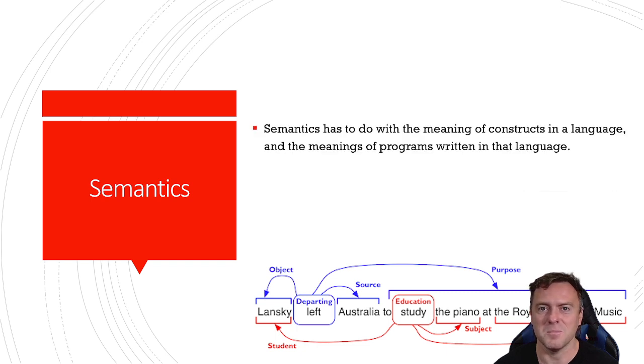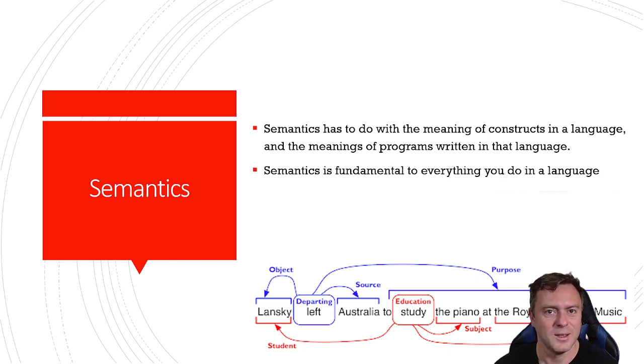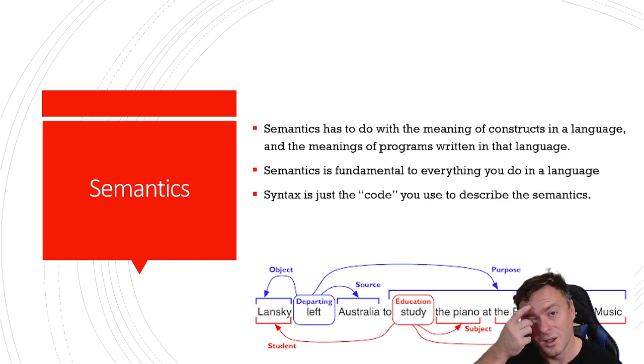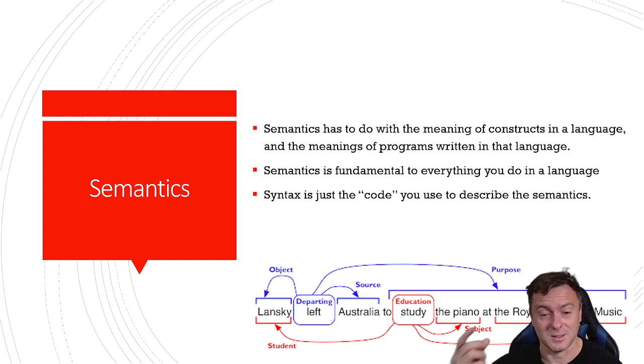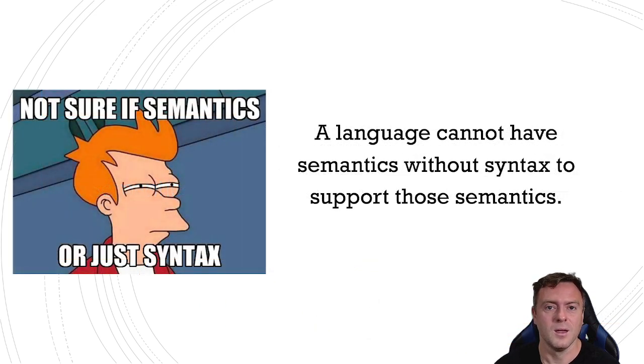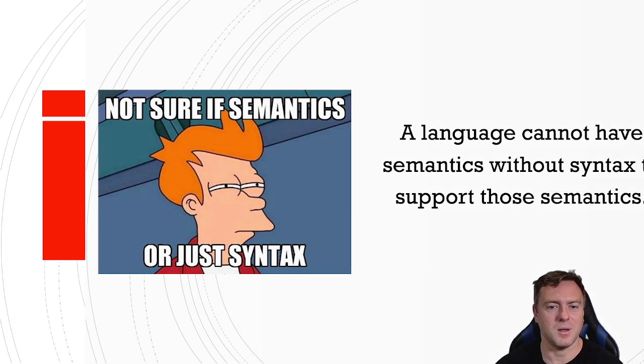So semantics has to do with the meaning of the constructs in the language and the meaning of programs written in that language. So semantics is fundamental to everything you do in a language. Syntax is just the code that you use to describe the semantics, which is really, really important. So there's a little Fry meme: not sure if semantics or just syntax. That's a common thing that we will face as computer scientists, trying to work out what it is. A language cannot have semantics without syntax to support those semantics. So syntax is like the foundation, and then semantics allows us to build some stuff above that.